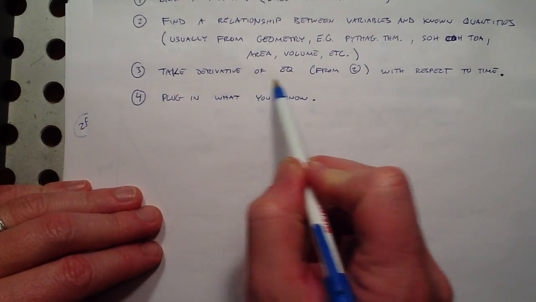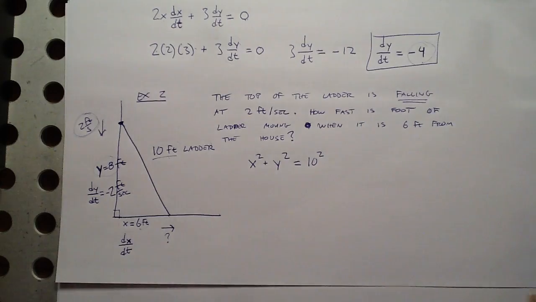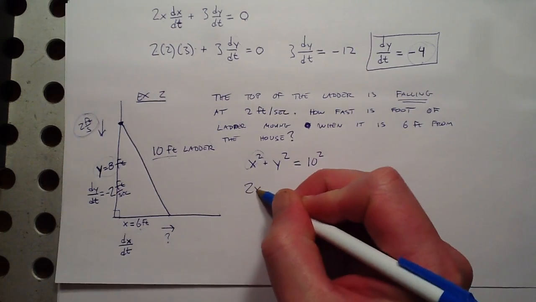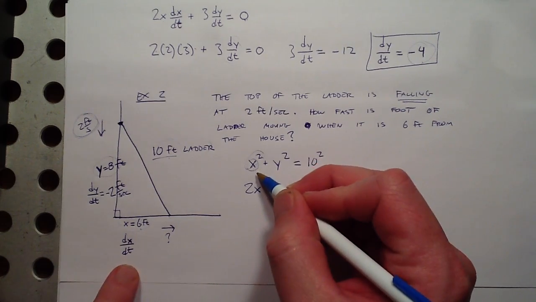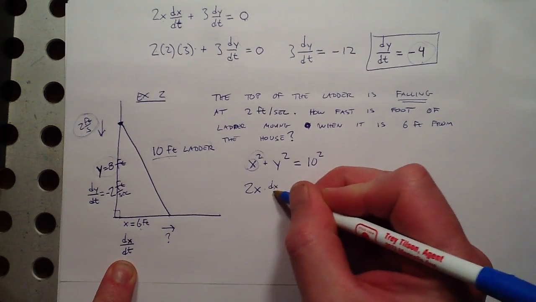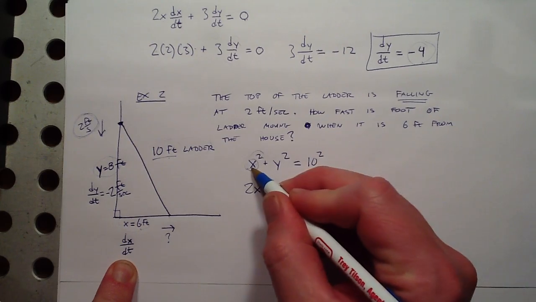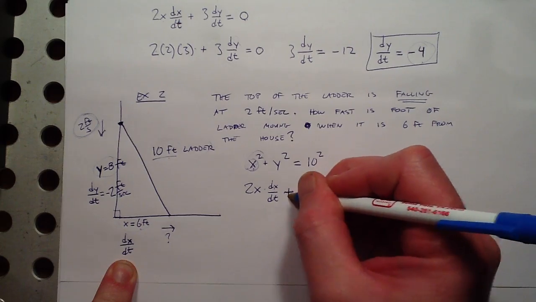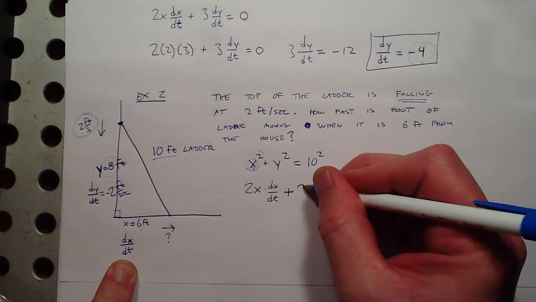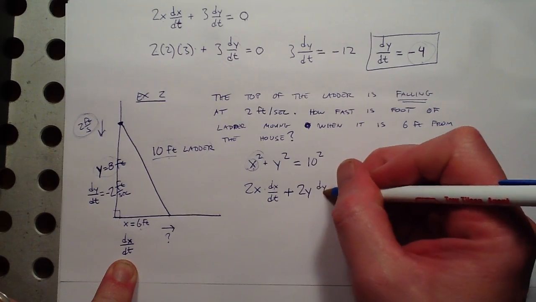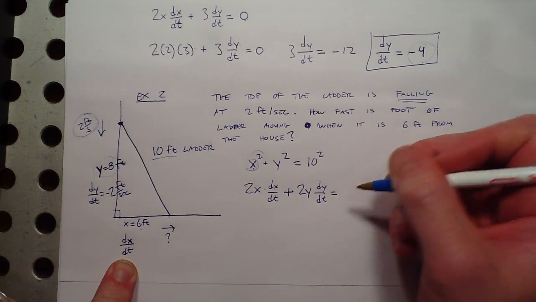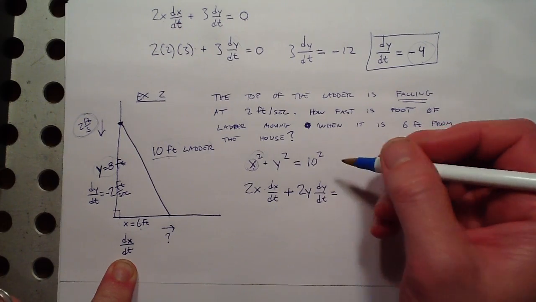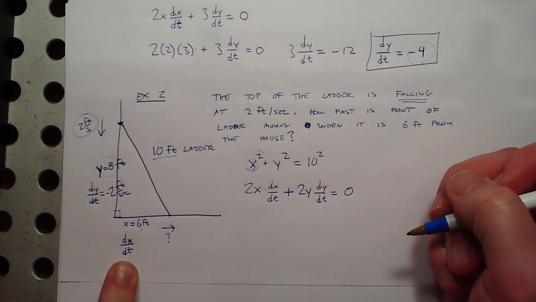Okay, now we need to take the derivative of that equation with respect to time. The derivative of something squared is 2 times that something times the derivative, or its rate, which is dx dt. Remember, every single letter that you take the derivative of, that's going to pop out. Plus, derivative of y squared is 2y dy dt. And the derivative of 10 squared is not 2 times 10. This 10 squared is just 100. That's a number. Its derivative is 0.